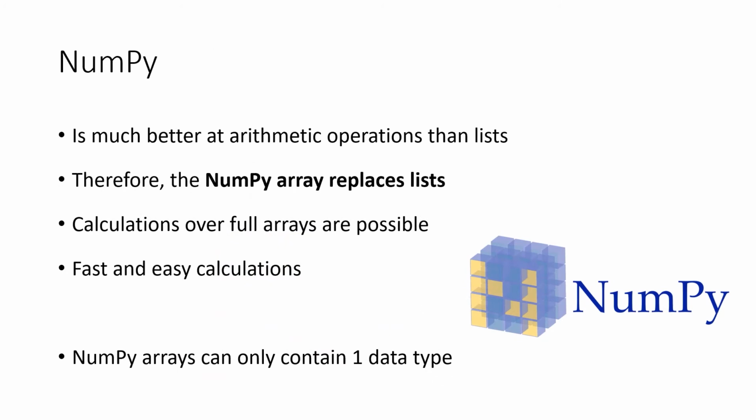So, in short, Numpy is much better at using arithmetic operators than lists are. Overall, we could say from now on that most of the lists that we use are replaced by Numpy arrays because we can just work much more flexibly with them. Overall, they give you fast and easy calculations. The only disadvantage of Numpy is that you can only have one data type at a time in one Numpy array.